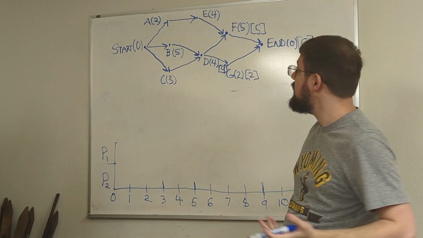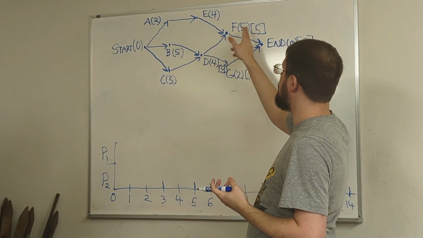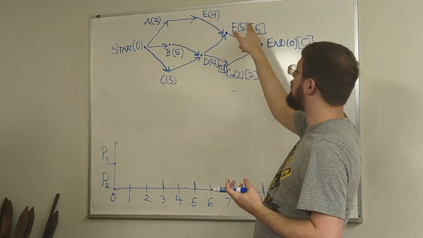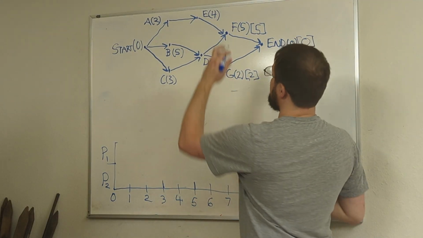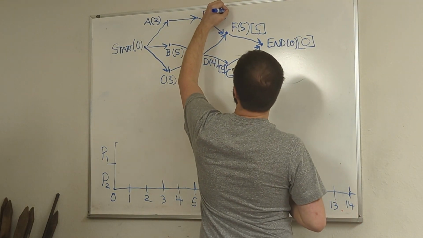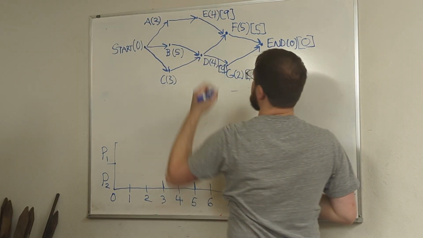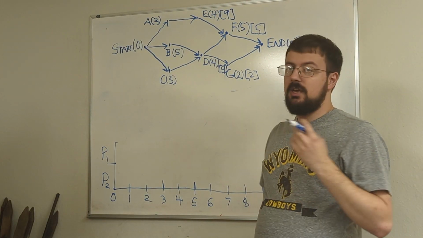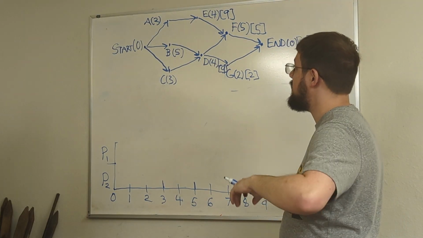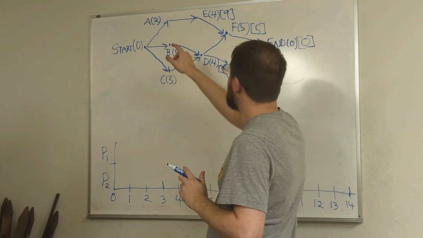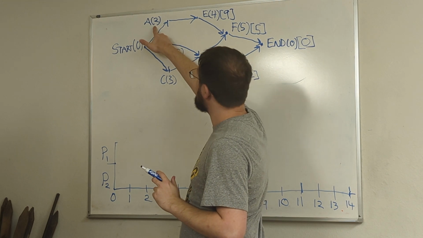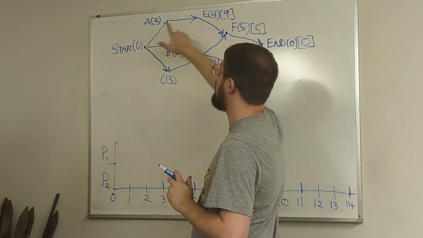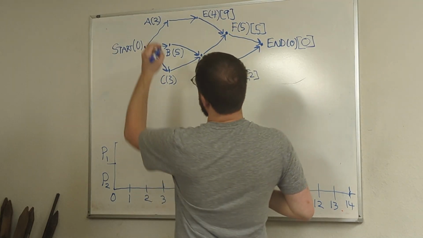We're going to do the same thing with E. E only points to F, which has a critical time of 5. So processing time of 4 plus critical time for F of 5, that's going to give us 9. This is our critical time for E. Now, if we work backwards again, we have vertices A, B, and C. So let's start with A. A has a processing time of 2, and it only points to E with a critical time of 9. So 2 plus 9, that's going to give us 11.